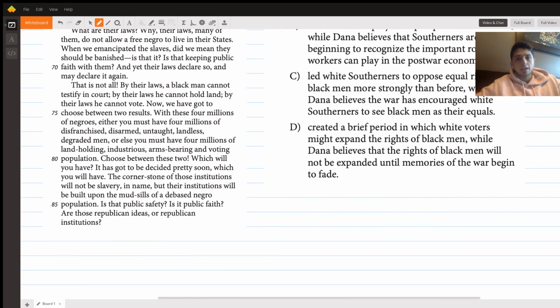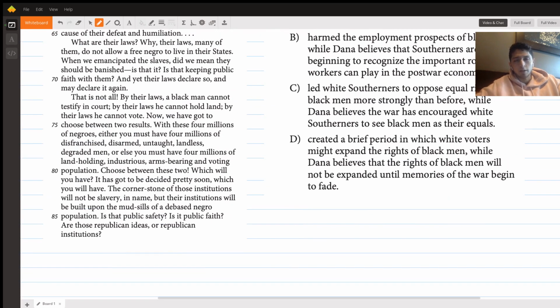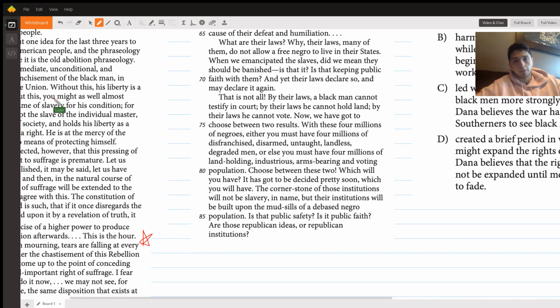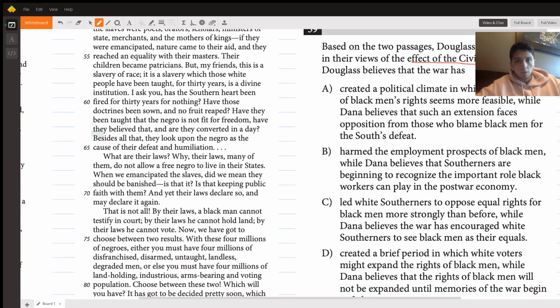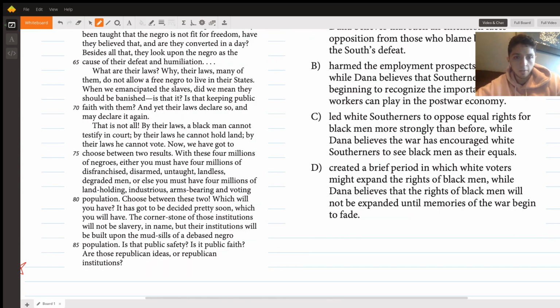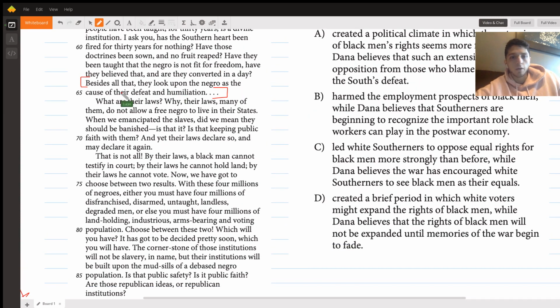So the next thing I say is, all right, maybe passage two has something more clear about the Civil War. If we can find something there, maybe we can match it to the second part of this and use that to figure out passage one. It's also hard to find from scanning passage two, because I don't think Civil War is ever mentioned. However, I remembered this sentence: besides all that, they, and this is Southerners, look upon the Negro as the cause of their defeat and humiliation.